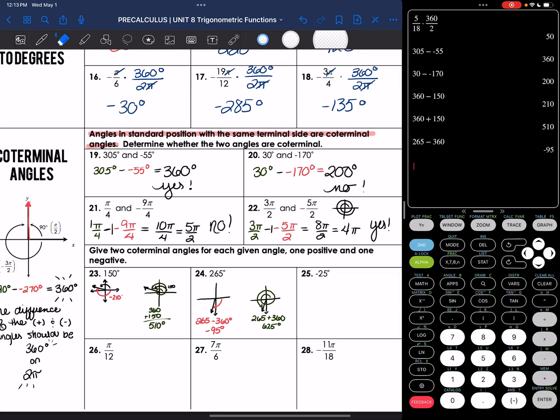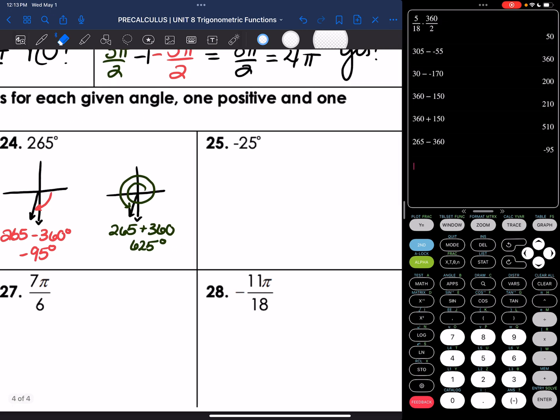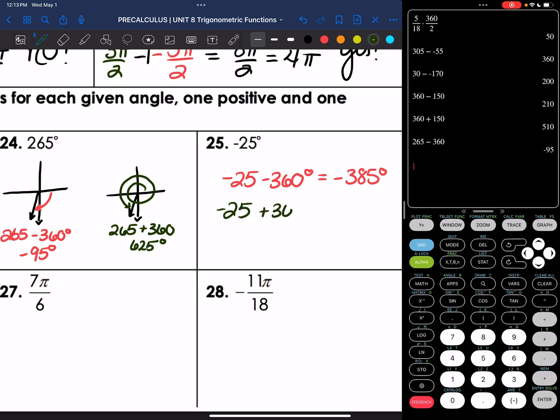So why don't you try 25? But this one is negative. So what would we have? We've got our negative 225, and then we're going to subtract 360 from that. That'll give us a negative 385 degrees. That's a negative coterminal angle. Or take our degree and add 360 to it. Now we'll have a positive coterminal angle of 335.